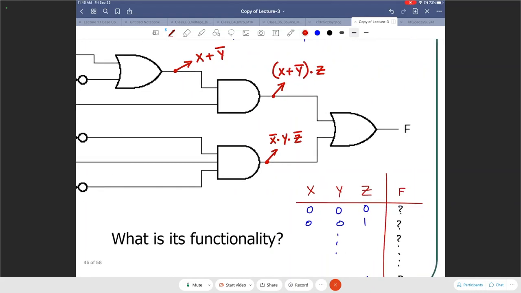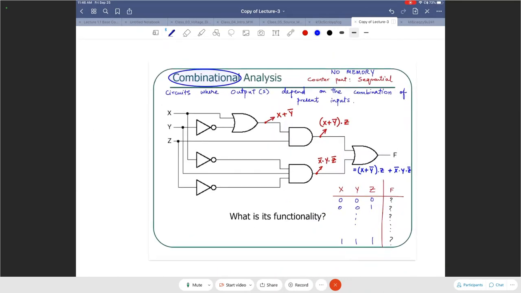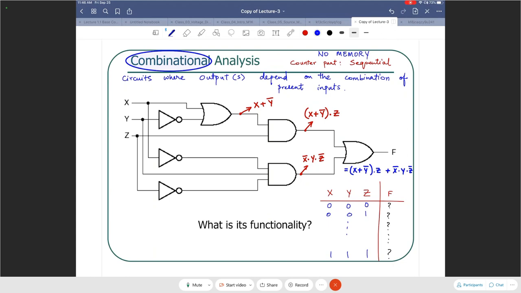And then f would simply be, so all of these are intermediate logic expressions. The final or overall logic expression would be f equals x or y complement and z, or x complement and y and z complement. Right? You guys see that? So that's your logic expression. So you know what the functionality is right now, but not everything.